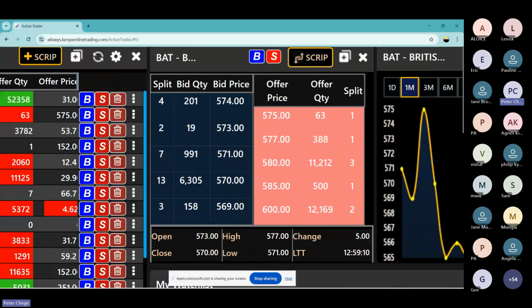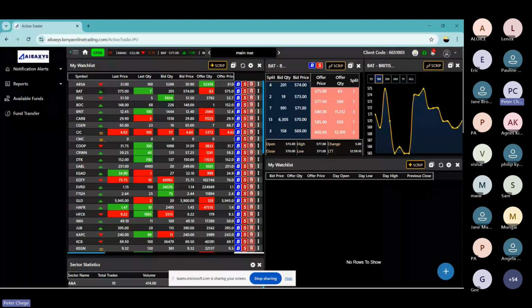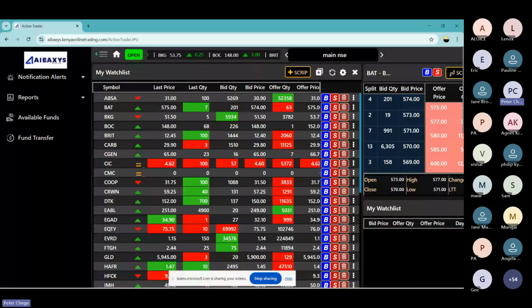So basically the people who are driving this price up are people chasing after dividend. But again, look at the last quantity, 7 shares. They're the ones driving the share. So basically it's just scanning without doing so much work on analysis.